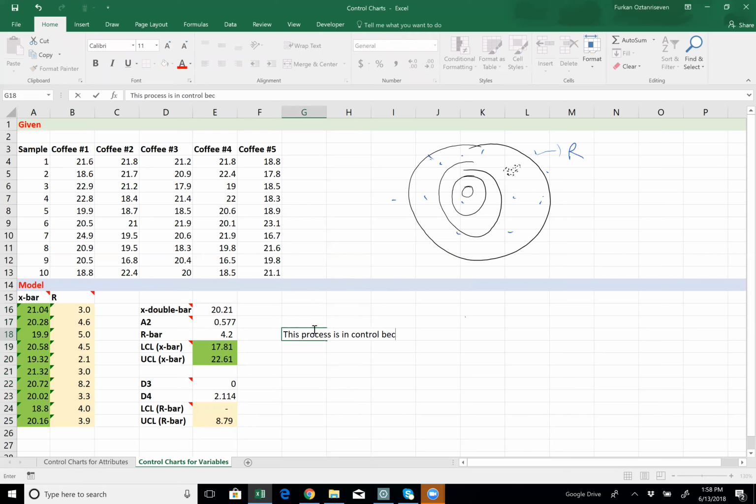because both the X bar chart, which is averages, and the R bar chart are in control.